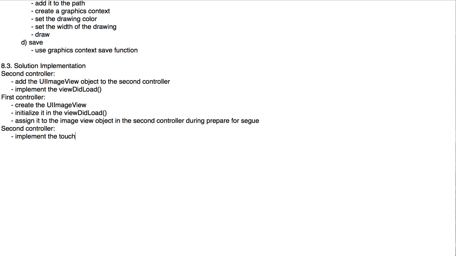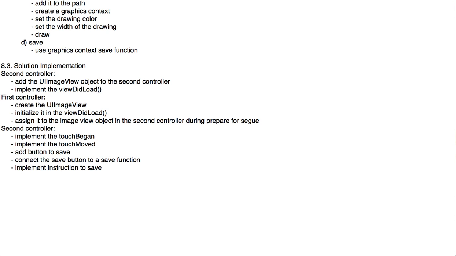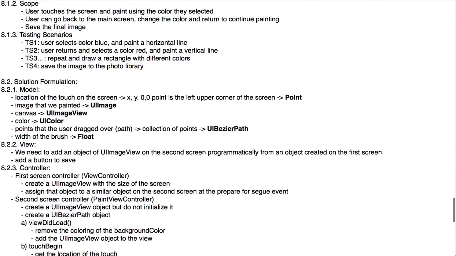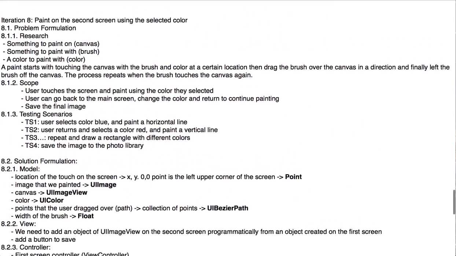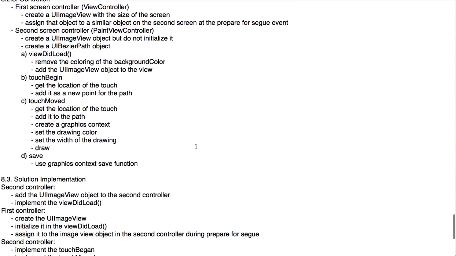Then I go back to the second controller, implement the touch began, implement the touch end, the touch moved, and then add a button to save, and then connect the save button to a save function and then implement instruction to save. So this is an example. If you become comfortable, that's what your iteration could look like.